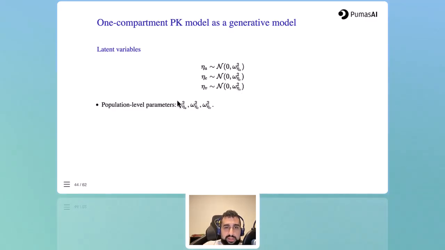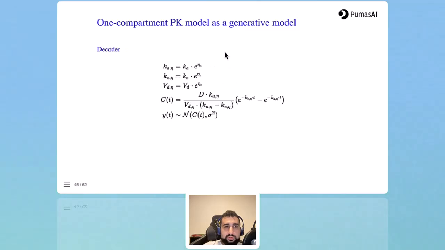So these are the latent variables of a one compartment PK model. Now the decoder would look something like this, where we combine the typical value of absorption rate, the typical value of elimination rate, and the typical value of the volume of distribution with the random effects here, which have the interpretation of the deviation from the typical value on log scale. And so we combine these together to get the individual absorption rate, individual elimination rate, and individual volume of distribution.